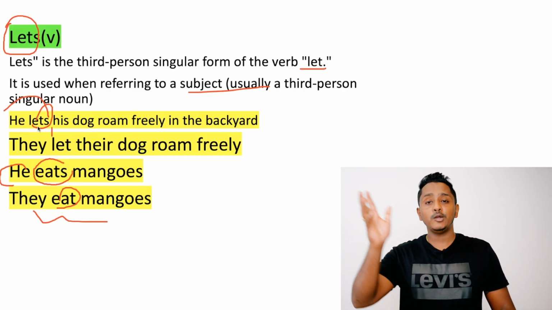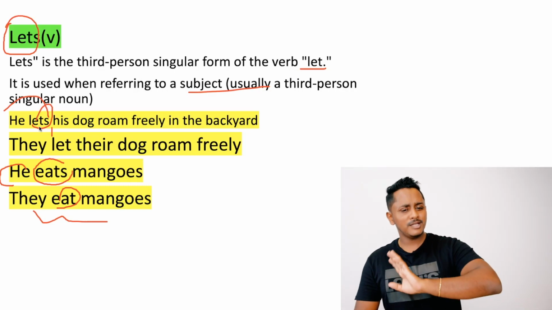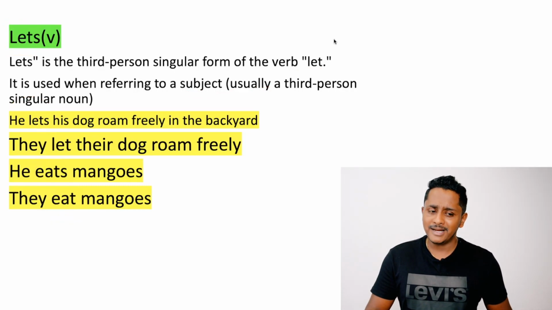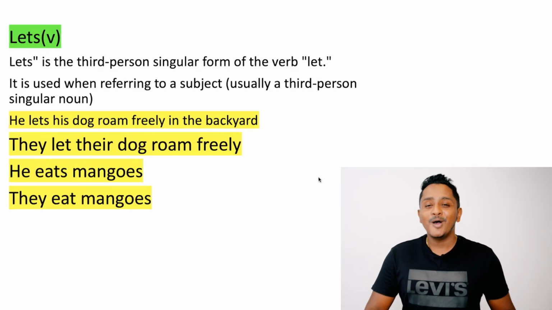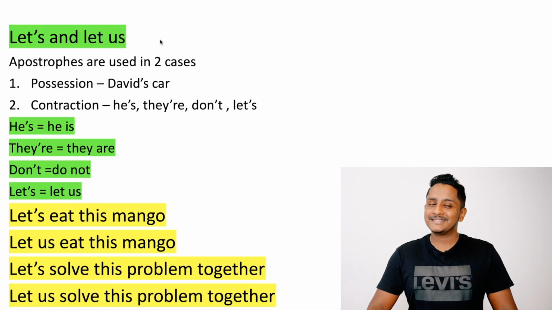Computers let you do this. A computer lets you do this. So let and lets both are verbs only. Let is a normal verb. Lets is a third person singular form of the verb. Hope it is clear. Now we quickly go to let apostrophe s and let us.